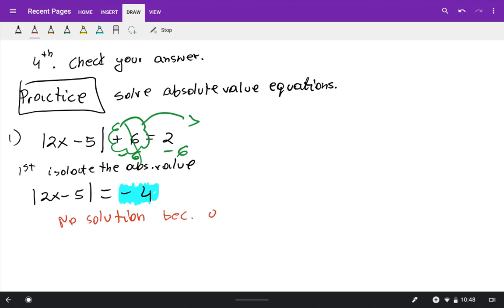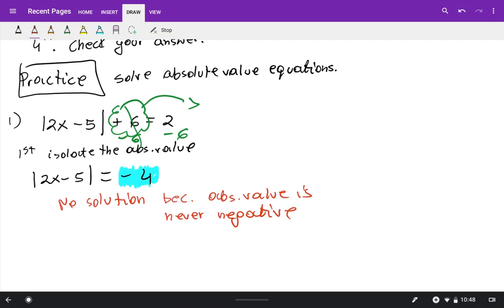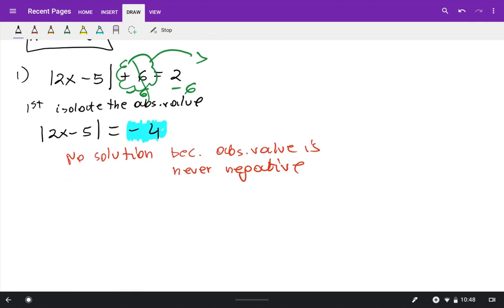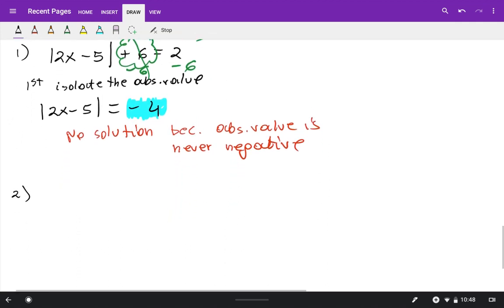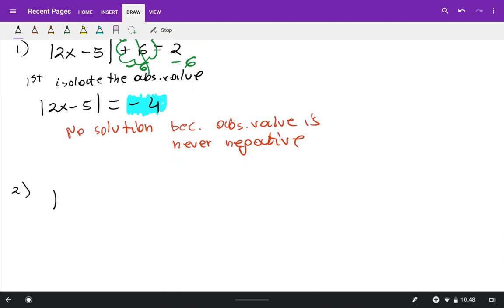because absolute value is never negative. Okay, so this equation does not have a solution. Let's do a different second example. We have absolute value of 3x minus 7 equals 6. So here we definitely can solve it because we have a positive number. The absolute value is isolated, so step number 1, we don't need to worry about it. So now we're just solving two equations.